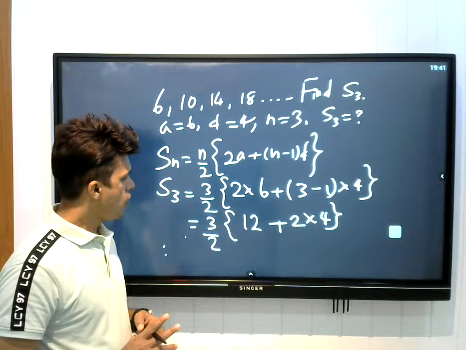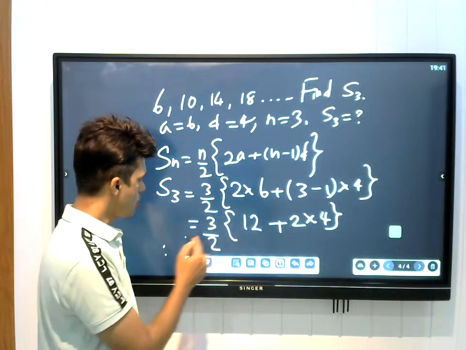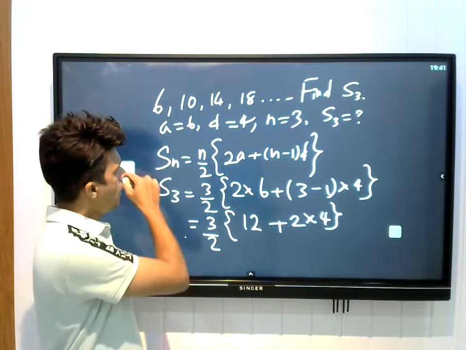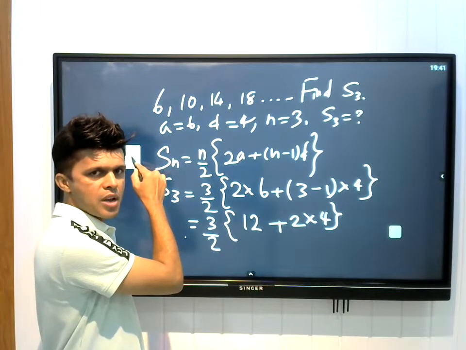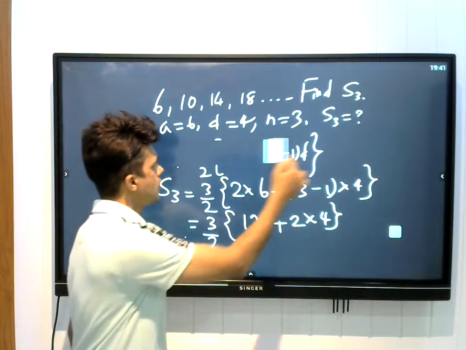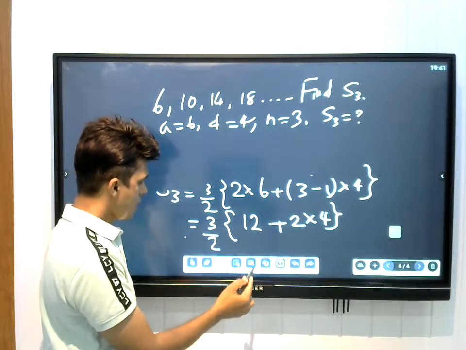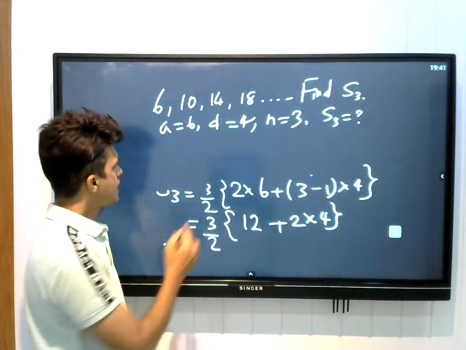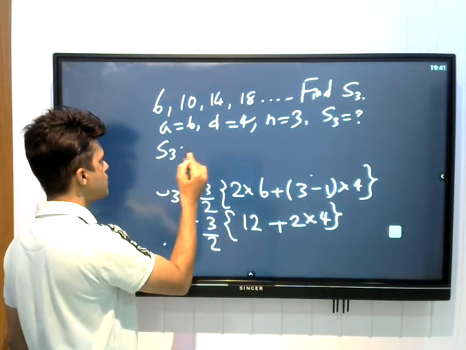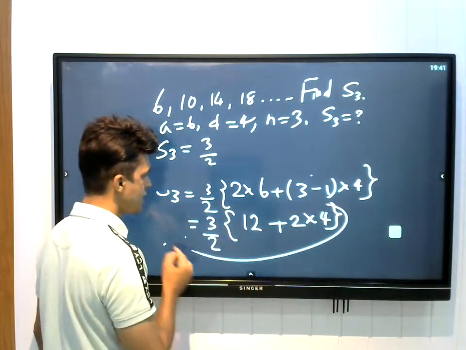Yes, 3 over 2. I'll remove this one so that you could pause the video and learn this. Because of that, instead of going to the other page, I will clean this part. Sn equals... then S3, we are getting the value of S3. So 3 over 2, I'm simplifying this segment right here.